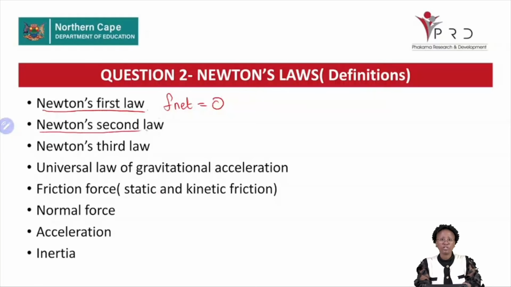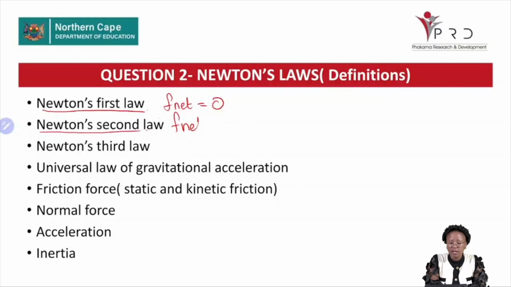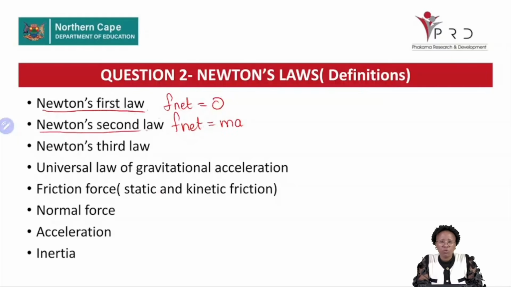Newton's second law, we know that when a net force is applied on an object, the object will accelerate in the direction of the net force, while acceleration is directly proportional to the net force and inversely proportional to the mass of the object. And we know that the formula that is associated with Newton's second law is F net is equals to ma. So it is very important to know the difference between F net is equals to 0 as well as F net is equals to ma.